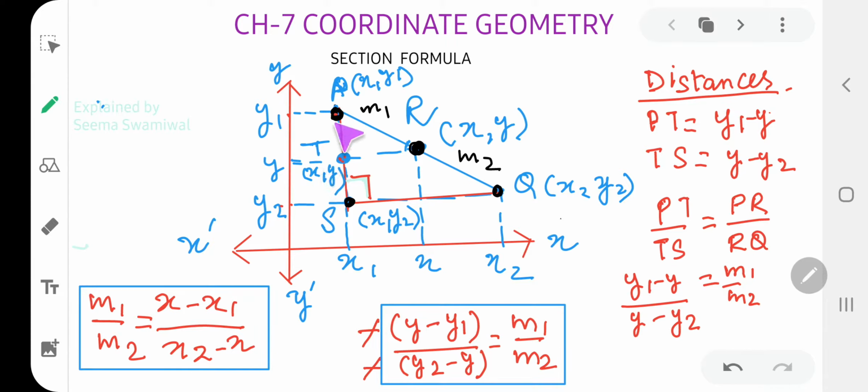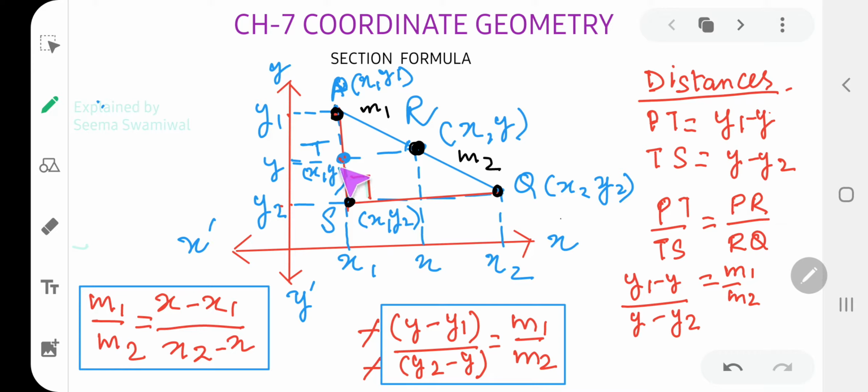Now children, you must have read in your previous classes that if in a triangle we draw a line parallel to the base, then it will intersect the opposite side in the ratio m1 is to m2. This you will read in chapter 6, similar triangles, also BPT. So if you draw a line TR parallel to one side of the triangle, it will intersect the other side in the same ratio.